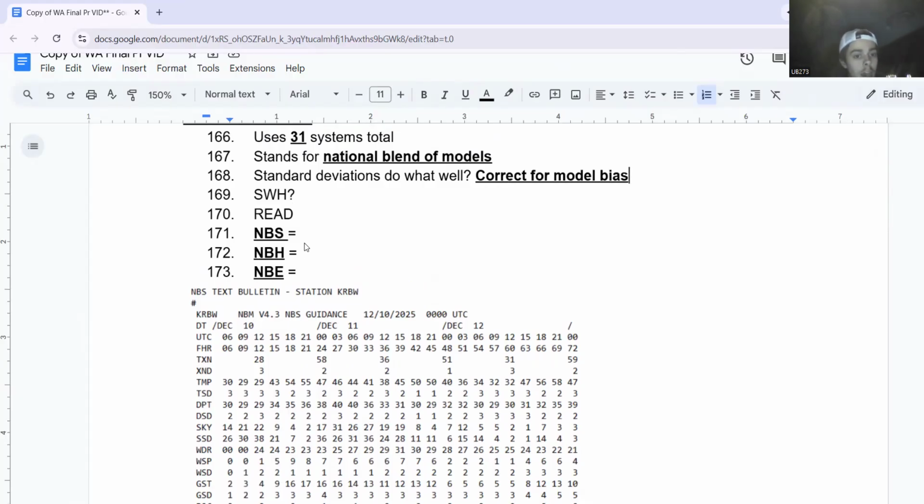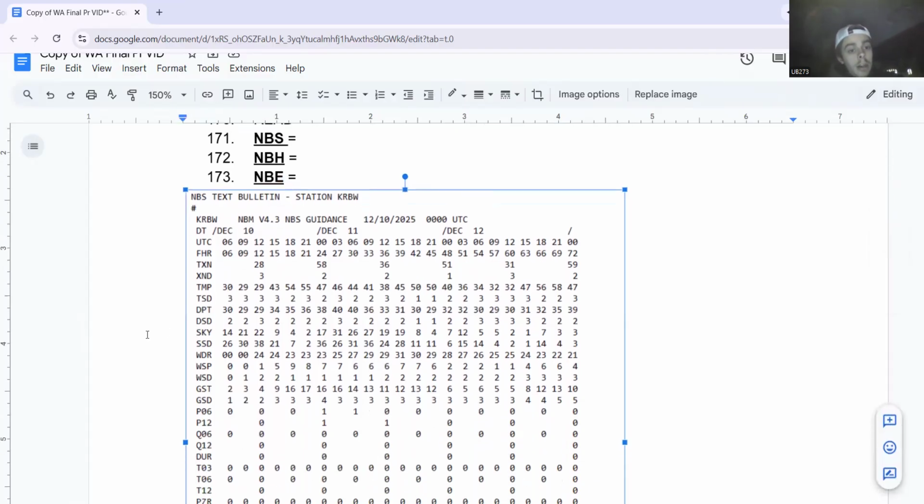Then there's 3 types of NBM. There's NBS, that's the most common, shorter range, that's provided in 3 hour intervals. NBH, which is hourly NBM. NBE, which is extended NBM. But NBS is most common, and it's what we have here.